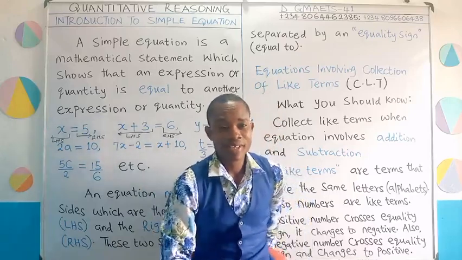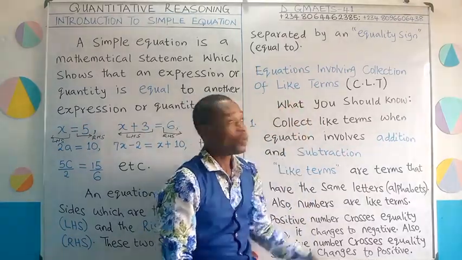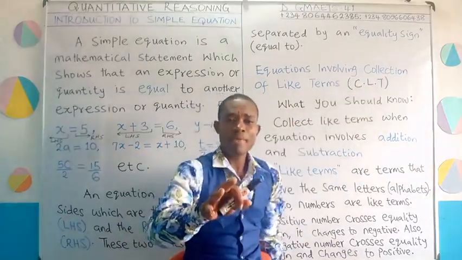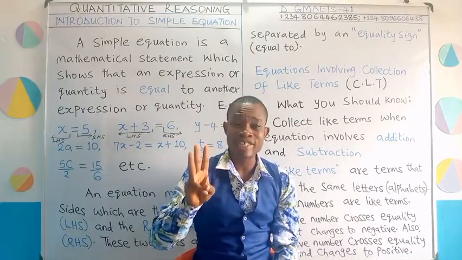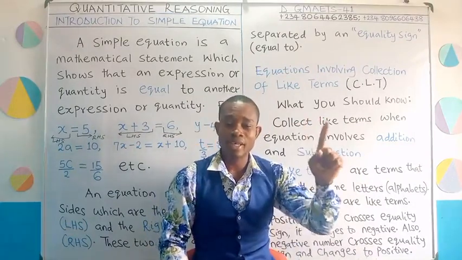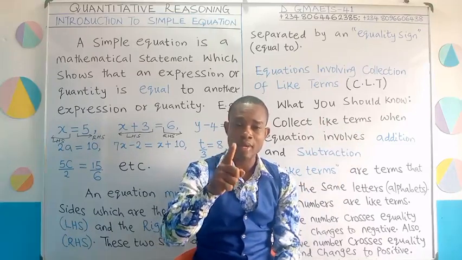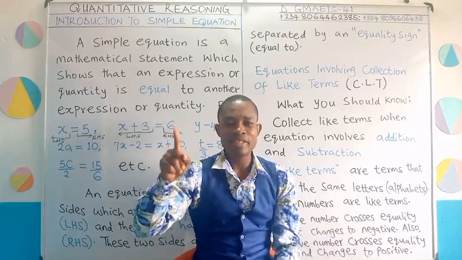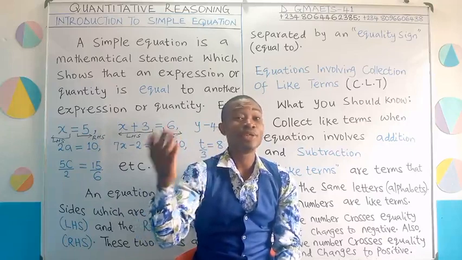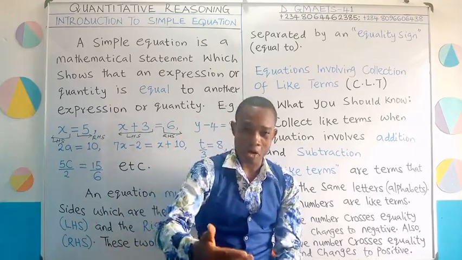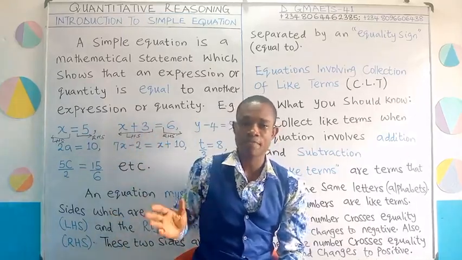Alright, let us move on. We want to look at equations involving collection of like terms. We are using CLT for it. Remember I told you that when you are dealing with simple equations, there are three basic principles you need. One is collecting like terms, CLT. The other is cross multiplying, CM. And then the third principle is dividing both sides by the coefficient of the unknown, DBS. Now you know the meaning of an unknown in a simple equation. I told you already all these alphabets.